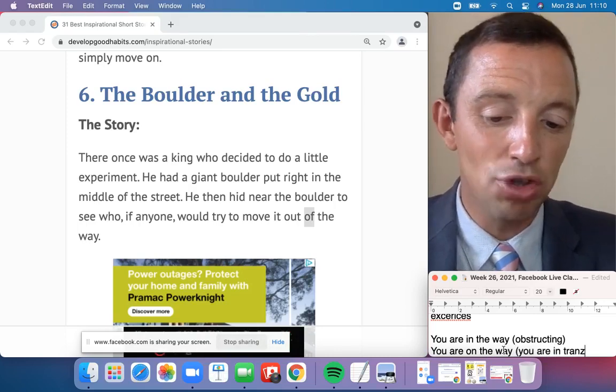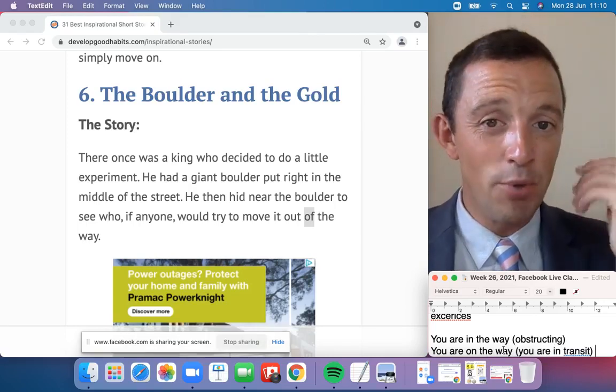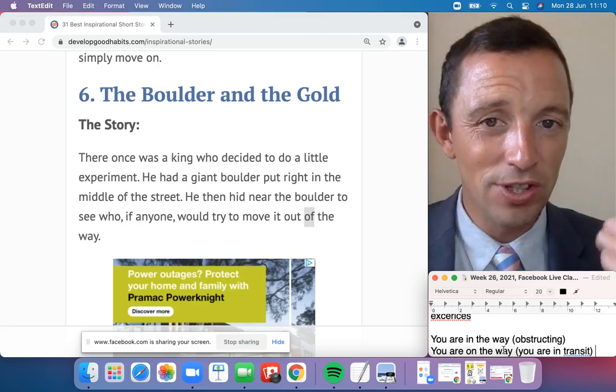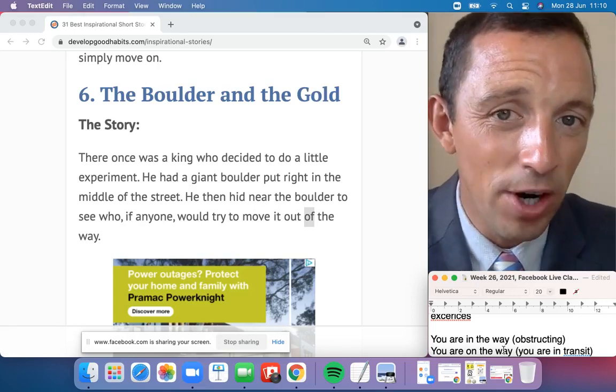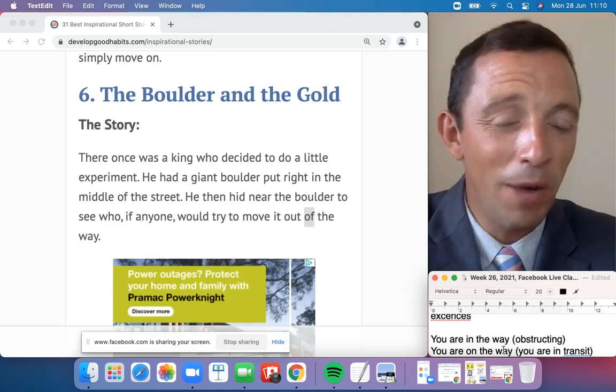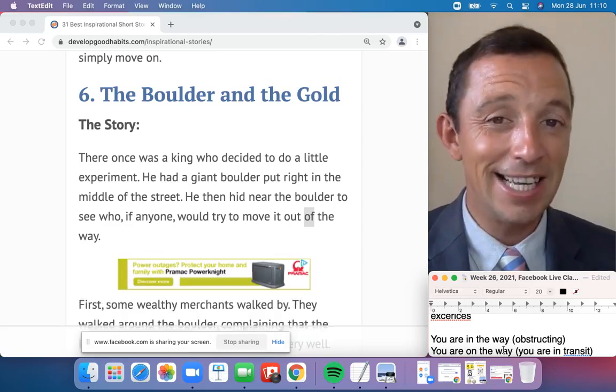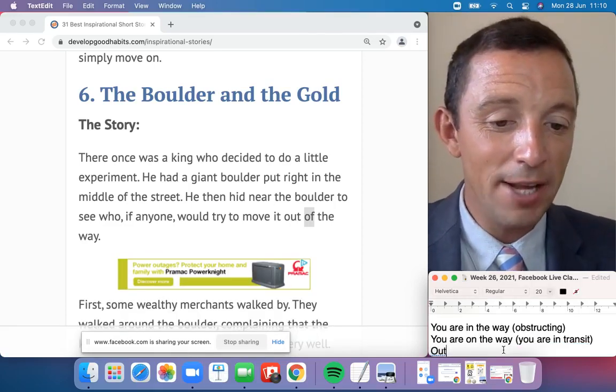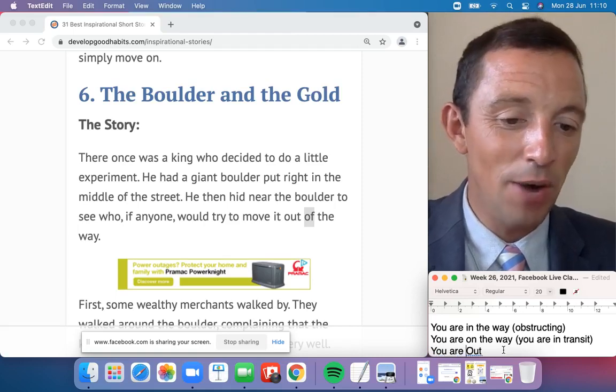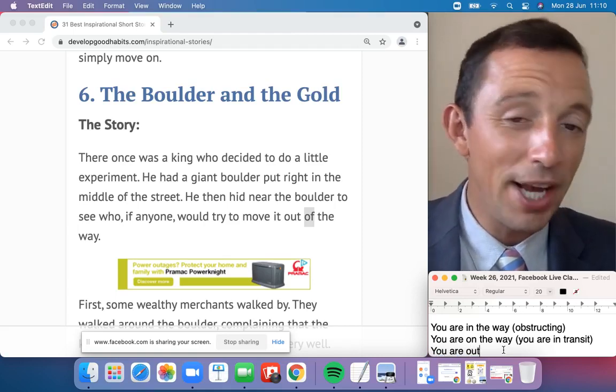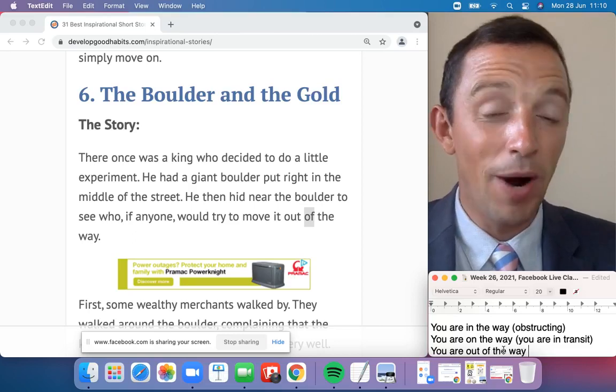Okay, so you are in transit and you are moving towards the party or the meeting or the work or the place. So you are on the way. In the way, as I said, is obstruction, and out of the way means you are not in the equation, and you are not obstructing.